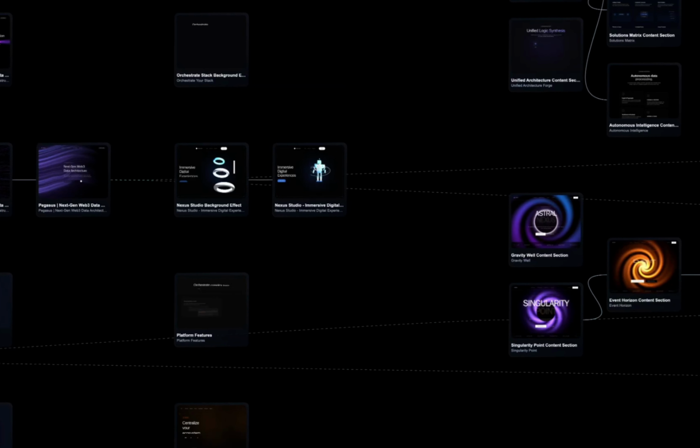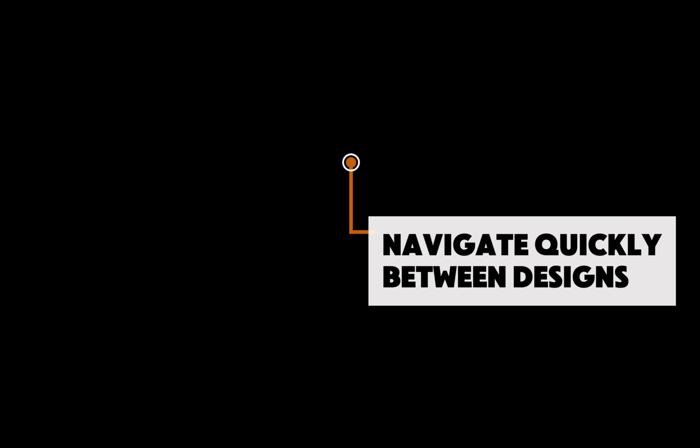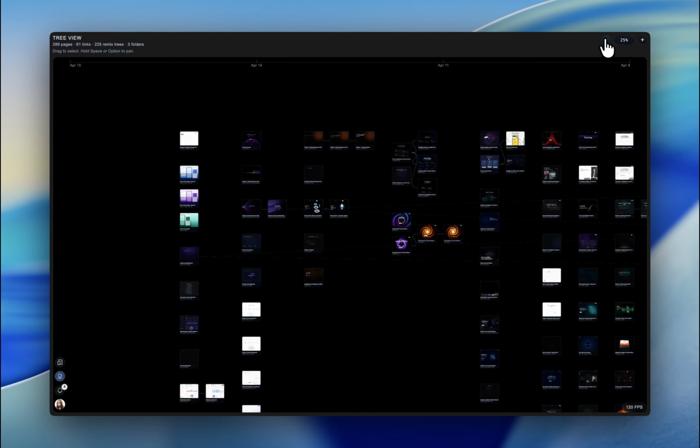This is super useful when you want to understand your structure, navigate quickly between designs, or organize your workflow in a more visual way. And also, you can zoom out, move around, and connect ideas much faster than in a normal list view.